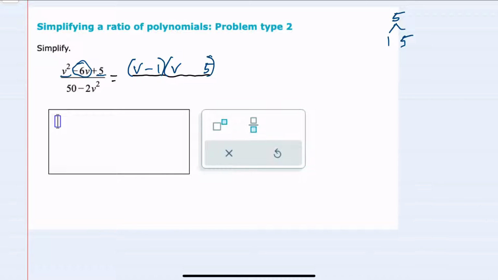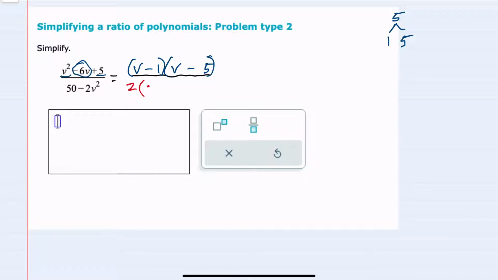This would be the situation where I have a negative 1 and a negative 5. Those multiply to be positive 5, but add to negative 6. We have factored the numerator. And now in the denominator, my first step here, I only have 2 terms, but I see a common factor of 2. So I would want to start by factoring out that 2.